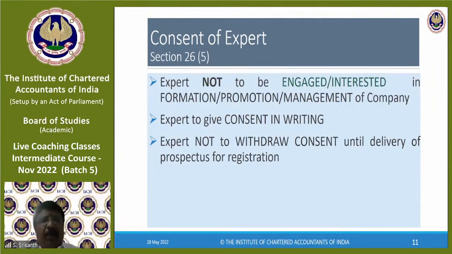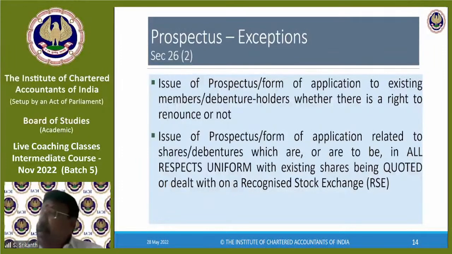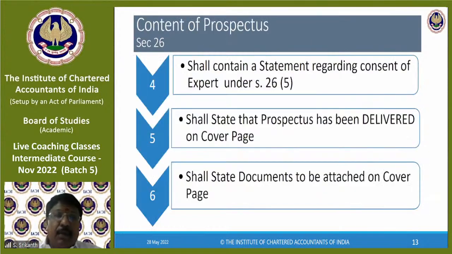The idea is simple. If you have the slightest doubt, don't give your consent or report. But if you still want to withdraw genuinely, till the delivery of prospectus, yes, you can. After that, even if you withdraw, legally you are bound. Okay. So this is section 26 broadly on prospectus, right?